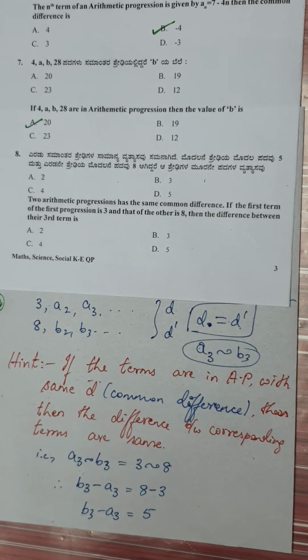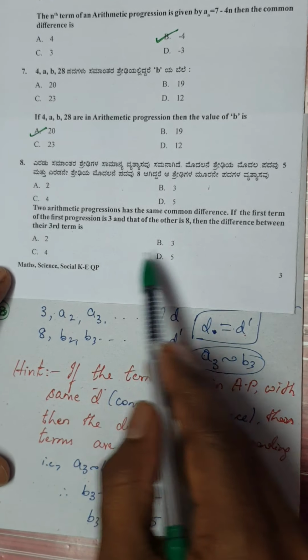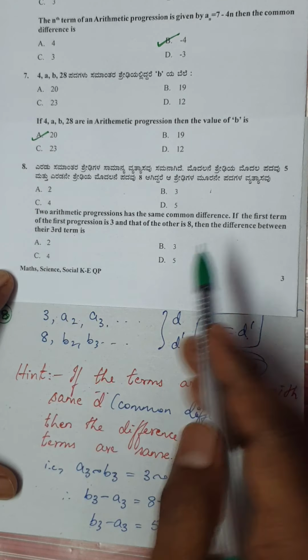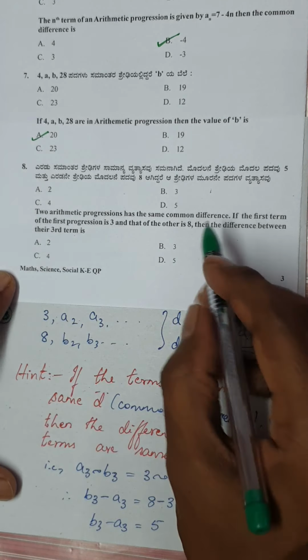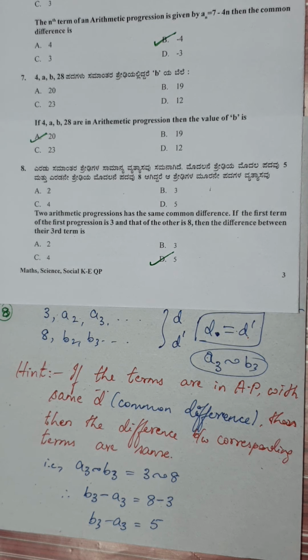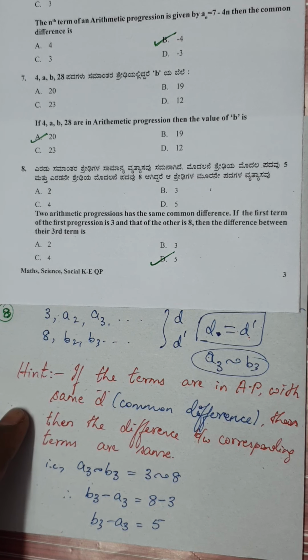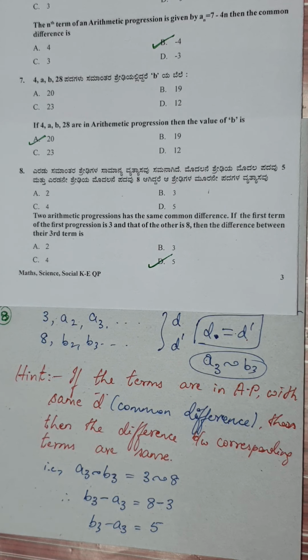Okay, so check for your options. You have option A 2, option B 3, option C is 4, and definitely my right answer is option D, which is 5. Is it clear? Please note down this hint in your notes. Okay, we'll move on to question number 9.